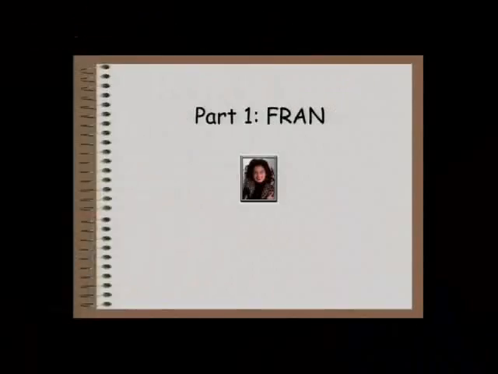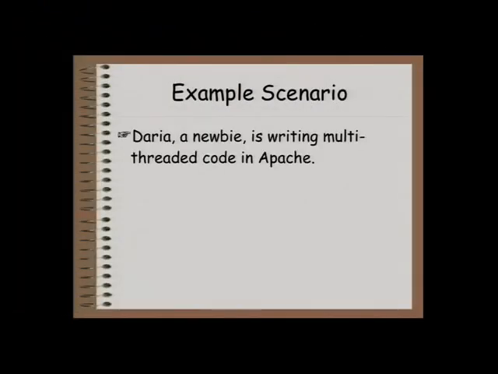Okay. All right, the first thing I want to talk about is Fran. Fran is a recommender system, and I'll explain what that is and why we need something like that. Let's suppose that we have a new developer, Daria, who's writing multi-threaded code for Apache.